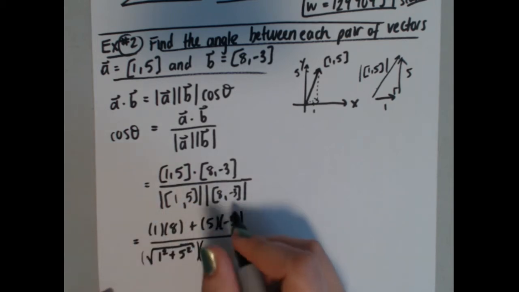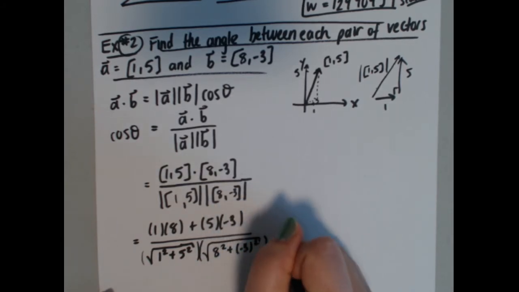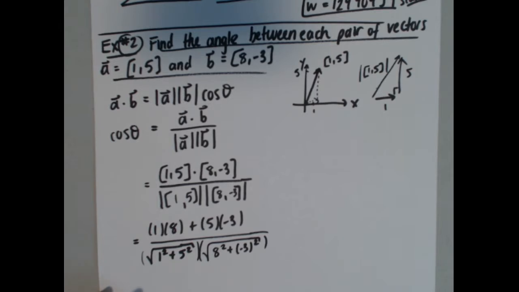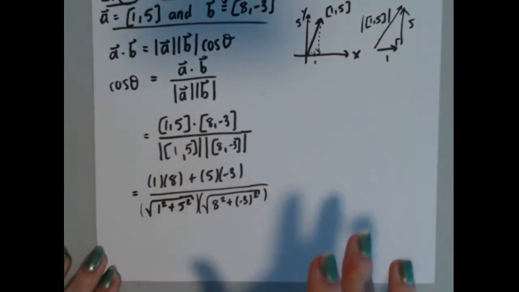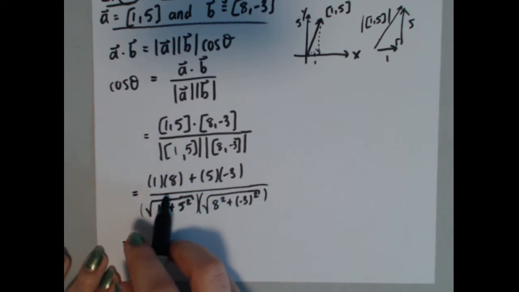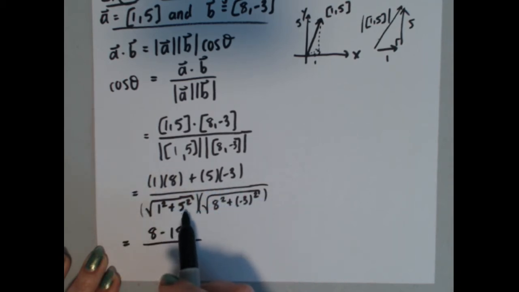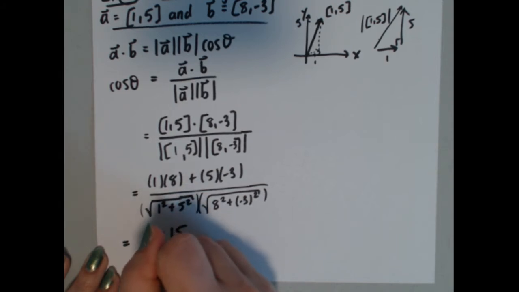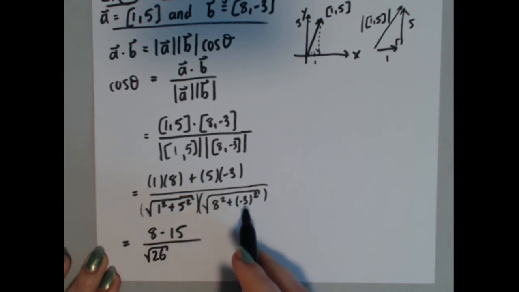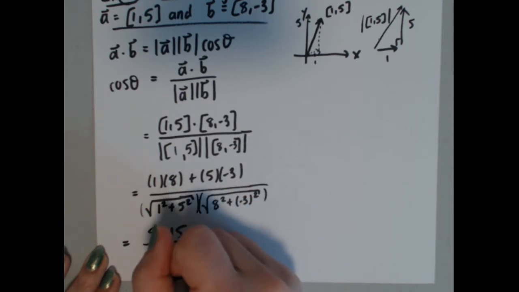And then this gets multiplied by the magnitude of 8 comma negative 3, so multiply that by the square root of 8 squared plus negative 3 squared. Just be careful when you're crunching these numbers. What do we get? Numerator, we're going to have 8 minus 15. In the denominator, let's do these separately. 5 squared is 25, 1 squared is 1. 25 and 1 make 26, that's root 26. Negative 3 squared is 9, 8 squared is 64, and 64 and 9 make 73.